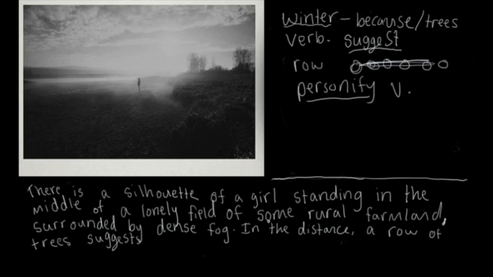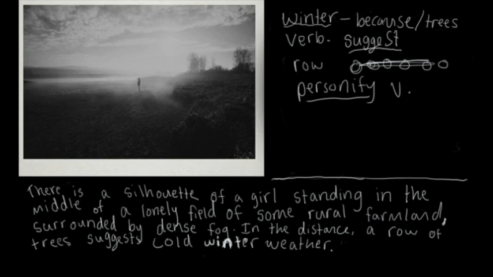So suggests cold, let's say cold winter weather. In the distance, a row of trees suggests cold winter weather. That's not a very clear N. Let me make that more clear. N. That's an N. That's an I. Okay, cold winter weather.